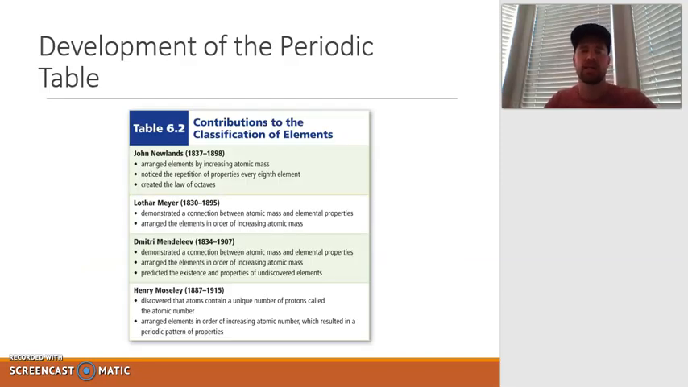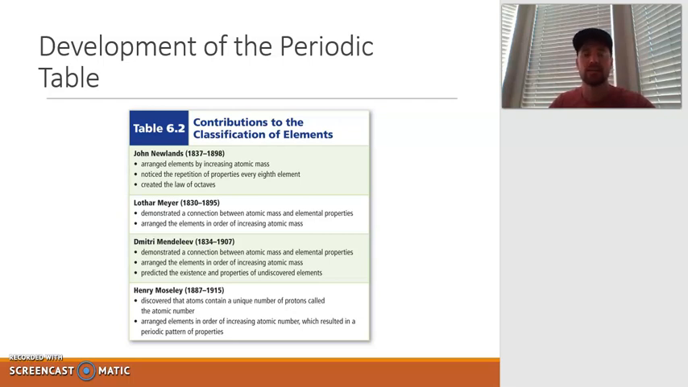So on this slide right here, it just provides a brief glimpse into some of the major discoveries of the periodic table and who the scientists were behind those discoveries. So we start off with John Newlands, and John Newlands was arranging elements by increasing atomic mass. His big contribution was that he noticed that there was the repetition of properties for every eighth element. This was known as the law of octaves. The idea was that you could predict properties of elements based on that pattern.